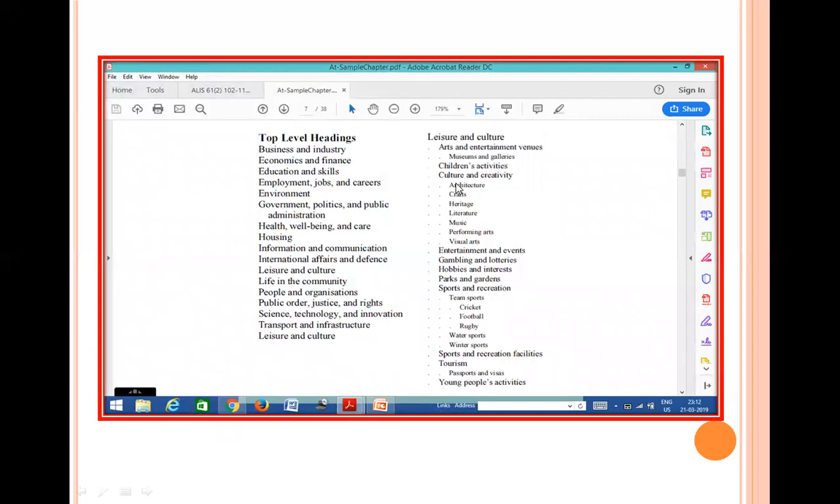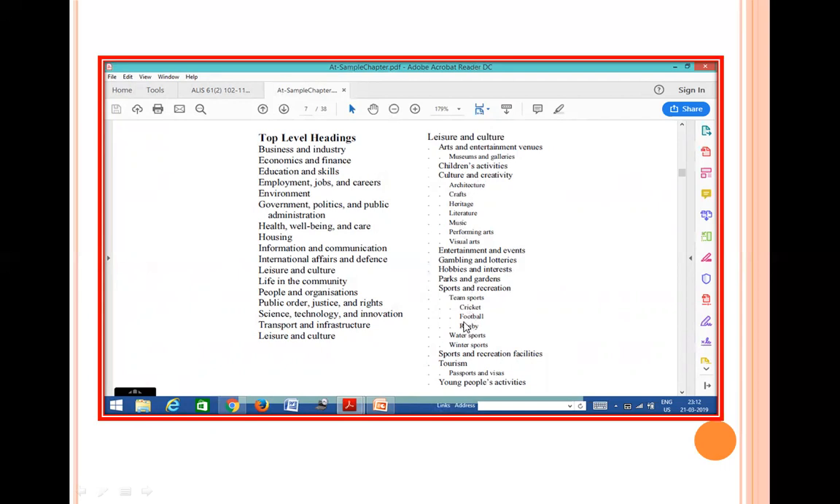For example, you take culture and creativity. Under culture and creativity, many items are there. These are parent, these are children: architecture, crafts, heritage, literature. Then if you take sports and recreation, we have team sports, water sports, winter sports. Under team sports, we have cricket, football, rugby. So this way, all the important terms are arranged in the hierarchical order.